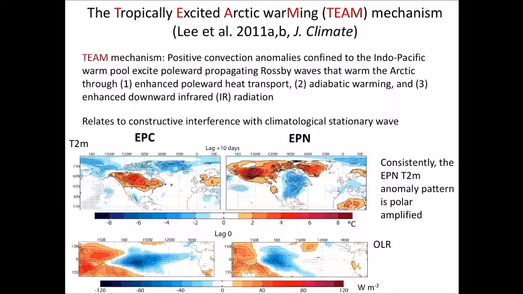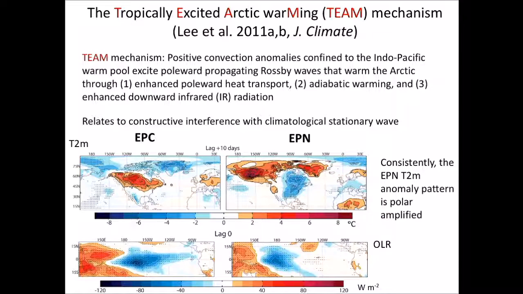And this did seem consistent with the so-called tropically excited Arctic warming, or TEAM, mechanism. This is an idea led by Suk-Young Lee, and I was one of the co-authors on this paper describing the TEAM mechanism, where the idea is that positive convection anomalies confined to the Indo-Pacific warm pool can excite poleward propagating Rossby waves that warm the Arctic through three different ways: through enhanced poleward heat transport, adiabatic warming, and enhanced downward infrared radiation. And this idea relates to the constructive interference with the climatological stationary wave.